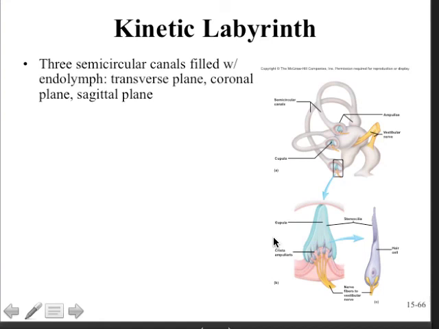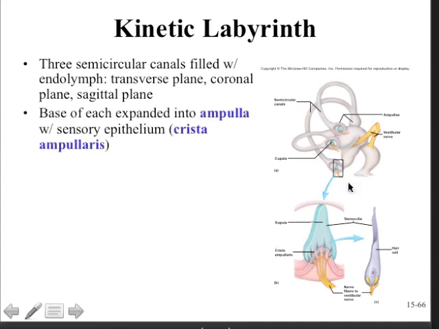Now, the kinetic labyrinth is responsible for transmitting information to the brain as you move. Okay, so it's designed to do one thing, which is to respond to acceleration. All right, so there's three semicircular canals filled with endolymph. There's a transverse, a coronal, and a sagittal plane for each of them, and you can see them oriented here. Okay, those are the three semicircular canals.